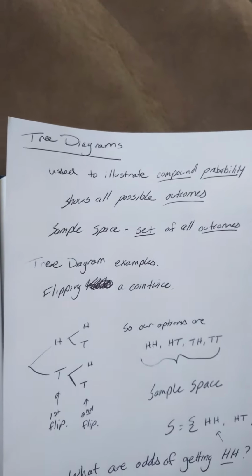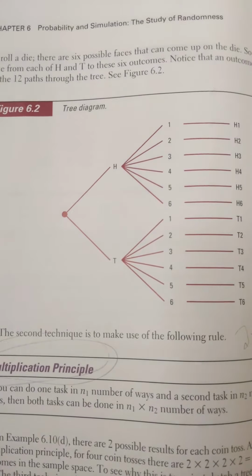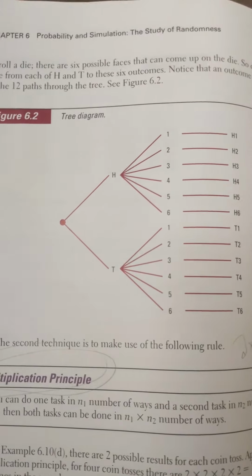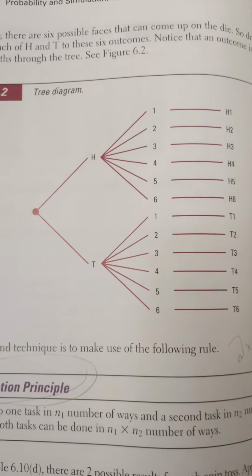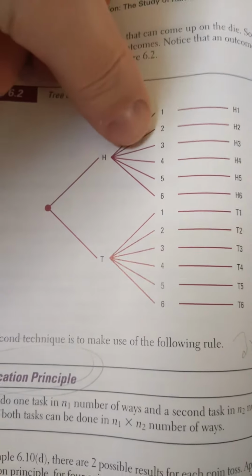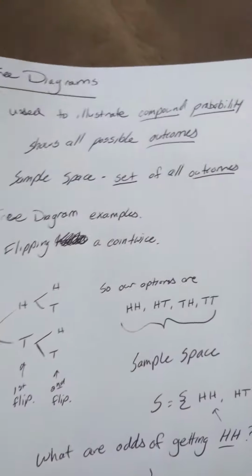Tree diagrams, often you'll have seen things like this, and this is an example of flipping a coin, which is heads or tails, and then rolling a dice, which has options 1 through 6. So you have your heads or tails options, and then you have H1, H2, so on and so forth. So a tree diagram lays out all of your possible outcomes.